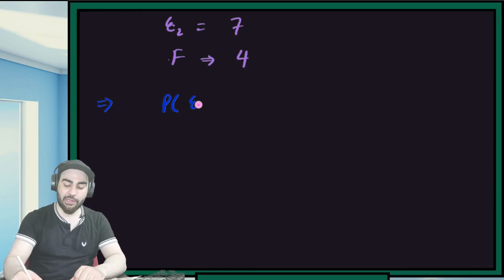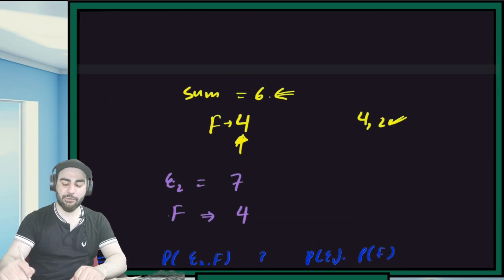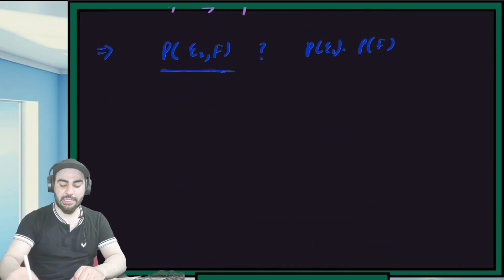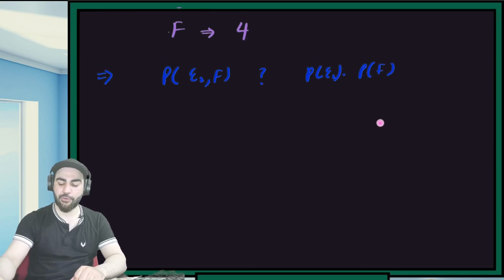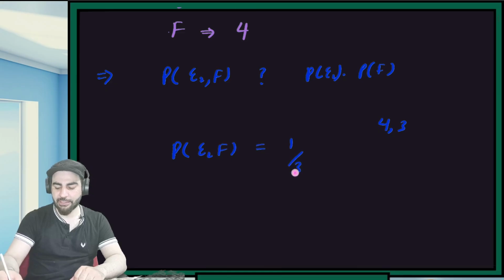We'll have to compute whether probability of E2 intersection F is equal to probability of E2 multiplied by probability of F. If you compute this, this says that the sum should be 7 and the first roll should be 4. The first roll is 4 and the sum should be 7. This is 4 comma 3, the only possibility. I hope that everybody agrees on this. The probability of E2 intersection F is equal to 1 divided by 36.